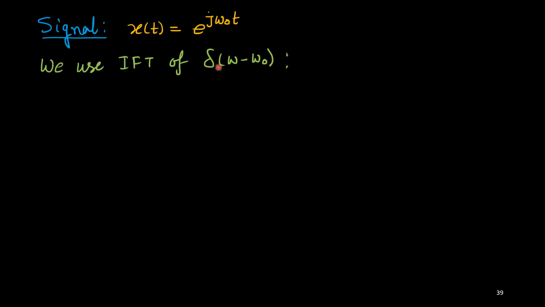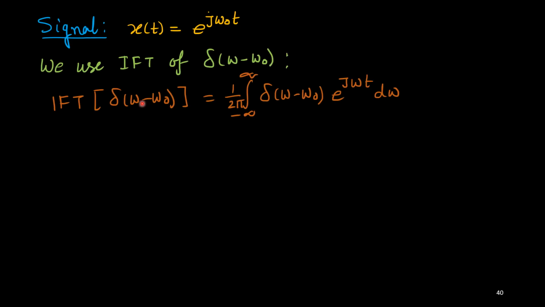Again we'll use the inverse Fourier transform. We'll try to compute the inverse Fourier transform of the function delta(omega minus omega naught). So the inverse transform of delta(omega minus omega naught) is multiplied with e to the power j omega t, then you need to integrate, and we should take one scaling factor 1 upon 2 pi.